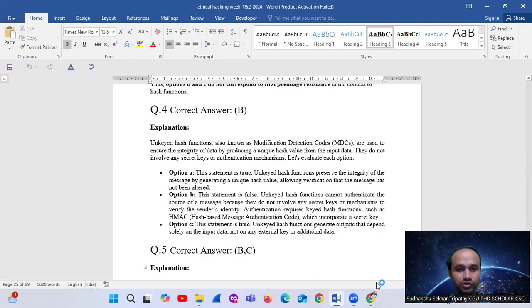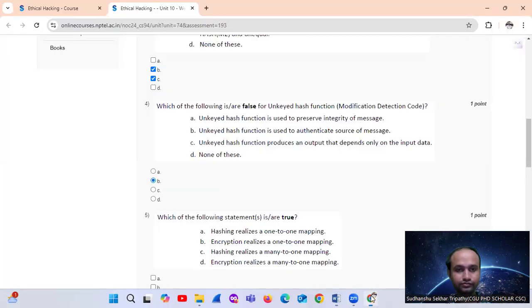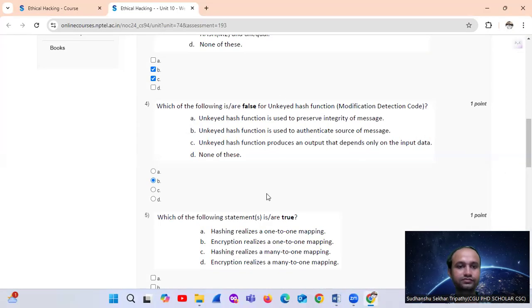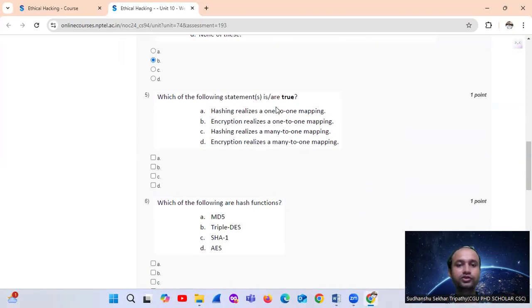So false will be option number B, and A and C are true. Only option number B is false. Okay, yes. Question number 5, which of the following statements is true. Okay, so true will be: encryption realizes one-to-one mapping.